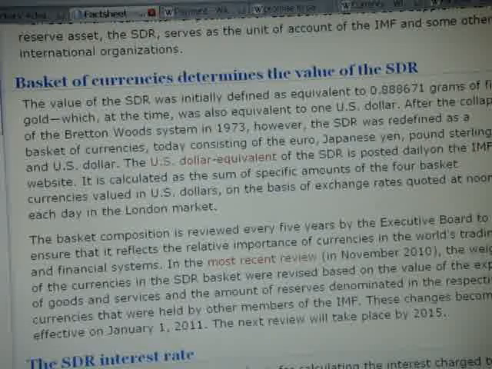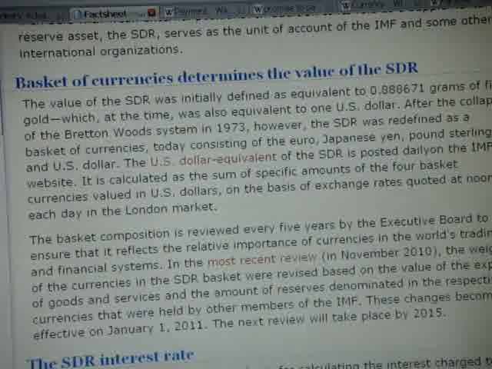The basket of currencies determines the value of the SDR. The value of the SDR was initially defined as equivalent to $1. After the collapse of the Bretton Woods system in 1973, however, the SDR was redefined as a basket of currencies, today consisting of the euro, the Japanese yen, the pound sterling, and the US dollar. The US dollar equivalent of the SDR is posted daily on the IMF's website. It is calculated as the sum of specific amounts of the four basket currencies valued in US dollars on the basis of exchange rates quoted at noon each day in the London market.